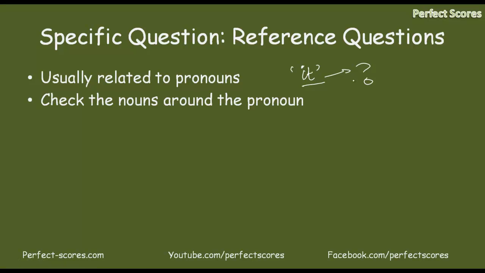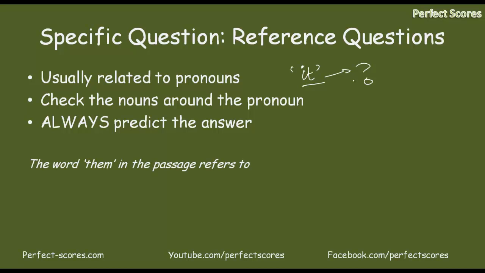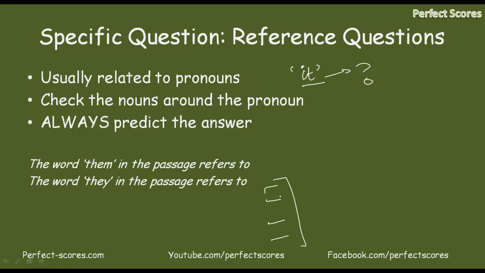So what you need to do is check all the nouns that are used around that pronoun, mostly before it. And always predict the answer. Don't go to the options yet. First have a prediction in your mind and then see if your prediction is there in the options or not. For example, the word them in the passage refers to, or the word they in the passage refers to. So you'll be given about 4 options depending on which nouns are there around it, and you have to find the one that is correct.